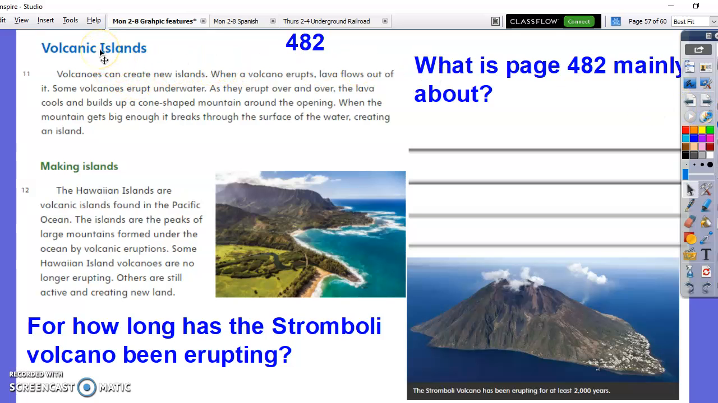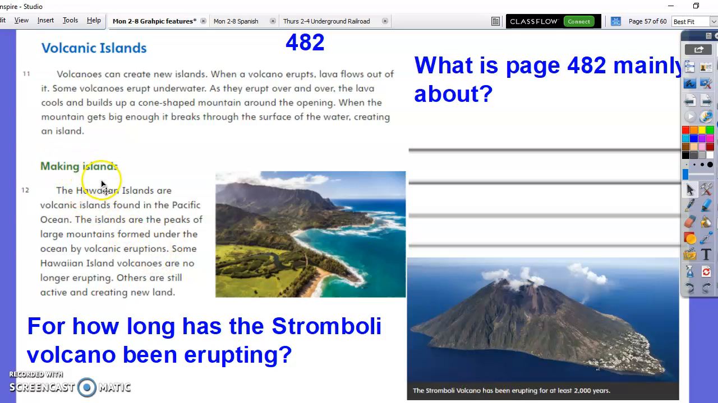Volcanic Islands. Volcanoes can create new islands. When a volcano erupts, lava flows out of it. Some volcanoes erupt underwater. As they erupt over and over, the lava cools and builds up a cone-shaped mountain around the opening. When the mountain gets big enough, it breaks through the surface of the water, creating an island. And that is what's being shown here in this picture, how this volcano underwater has now created this island.